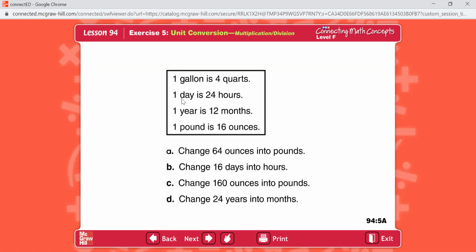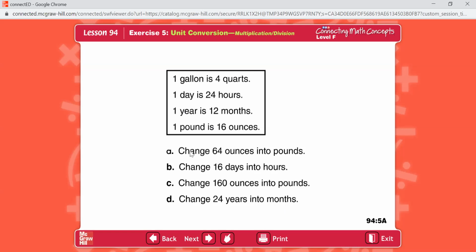Problem B. Change 16 days into hours. Which one does that match up to? Right here, 1 day is 24 hours. Days and hours, days and hours. Ounces and pounds, ounces and pounds. Problem C, change 160 ounces into pounds. Ounces and pounds. Next one, problem D, change 24 years into months. Years, months. 1 year is 12 months. Change 24 years into months.